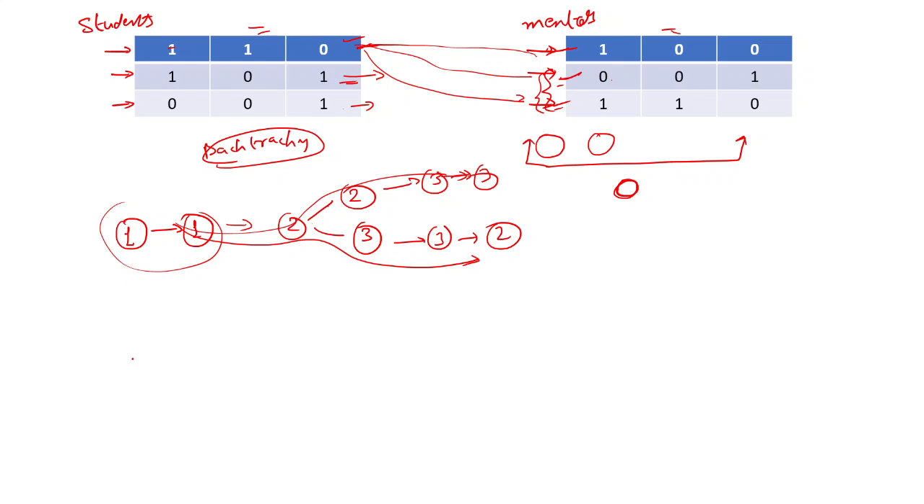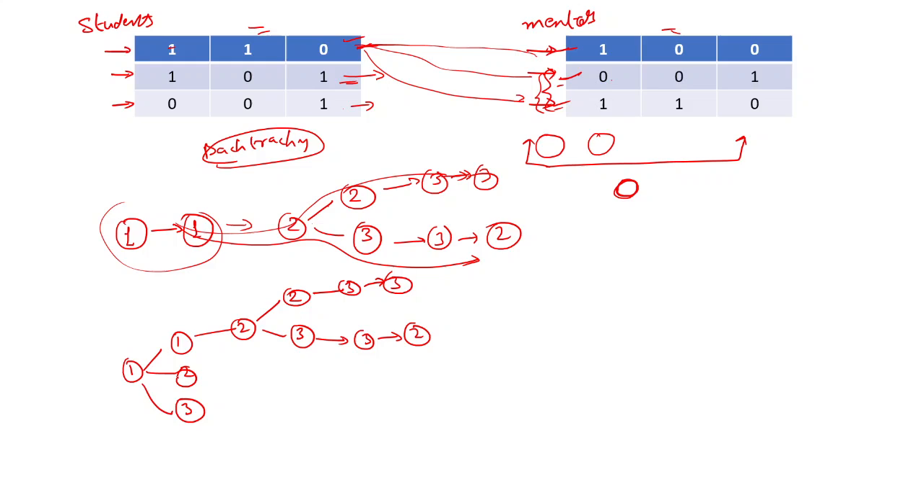So if I draw this here, the first student can take either the first mentor, the second mentor, or the third mentor. If one takes the first mentor, then two can take either two or three. If two takes two, then three can take three. If two takes three, three will take two. If the first takes two, then the second can take either one or three, and the third takes whatever remains. So these are all the possibilities that we get by traversing all the cases.